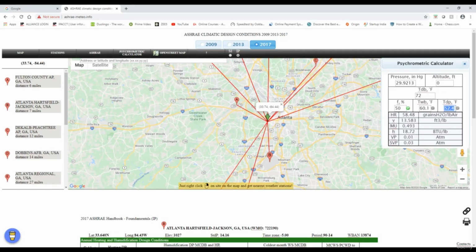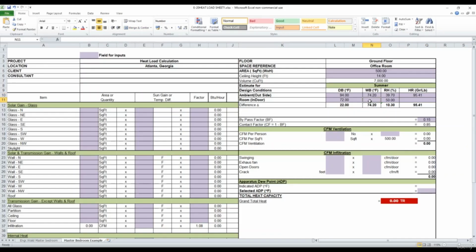So let's add the wet bulb temperature of the room and the dew point temperature of the room, and the value of grains of moisture per pound of air is 58.48. Let's take this value and add it in here. Now we have the differences of all the values required to perform our future calculation. The difference in dry bulb temperature of the ambient and the target room condition is 22 F, and the grains per pound is 36.91. The differences of dry bulb temperature and grains per pound will be used in future.